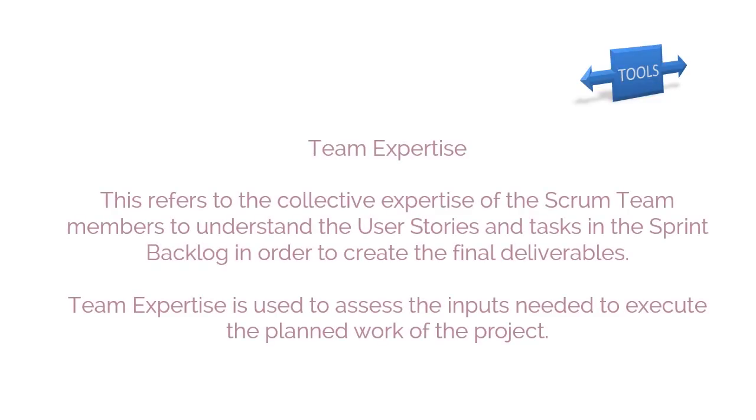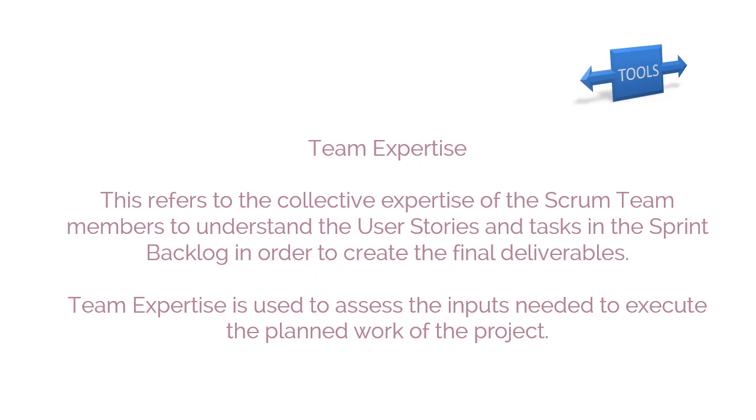Now we're going to talk about the tools involved in this phase. Team expertise is the most sought-after tool in the implement phase. This refers to the collective expertise of the Scrum team members to understand the user stories and tasks in the Sprint Backlog in order to create the final deliverables.